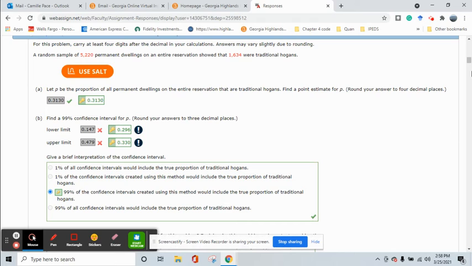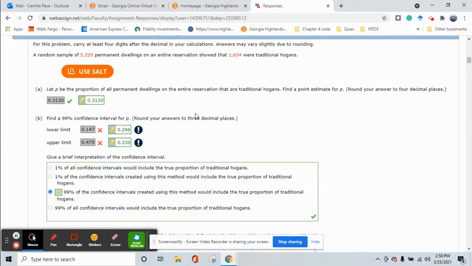So let's do this one. Let's look at this thing. A random sample of 5,220 permanent dwellings on an entire reservation showed that 1,634 were traditional Hogans. So this is what I want to do. Okay. So for me to get the proportion, remember, it's the smaller group over the larger group. Okay. So that's how you're going to get that.